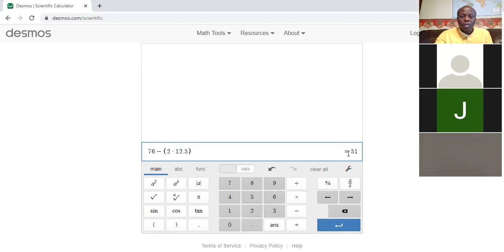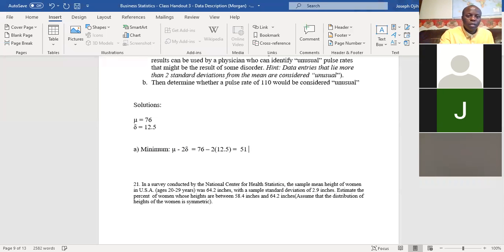Okay, it was 51 on the left side. Okay, 51 bits per minute.